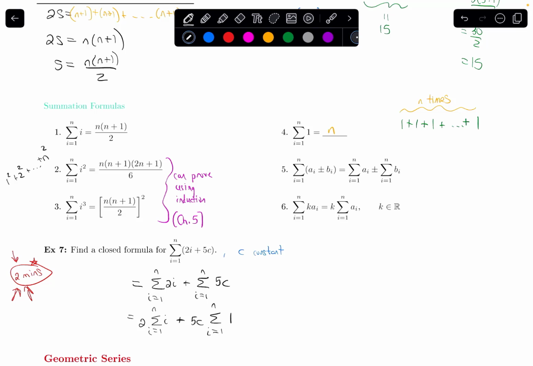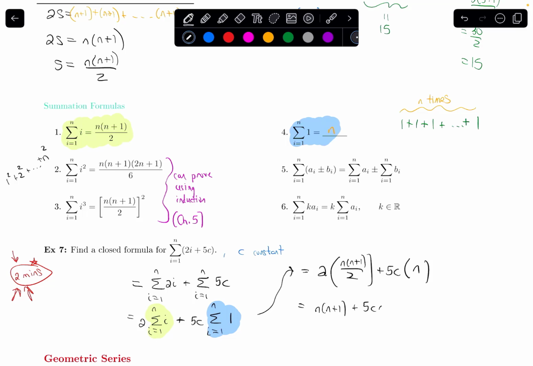Oh, but now I have a couple of the formulas that I needed. So the sum of i, well, that's this one up here. The other one that I see is the sum of just 1 a bunch of times. And that was this. So I can plug in the formulas that we got for those. So we get 2 times, and then plugging in for this sum, 2 times n plus 1 over 2. And then I get plus 5c times that next sum, which ended up just equaling n. I can cancel these 2's. So that leaves me with n times n plus 1 plus 5cn.